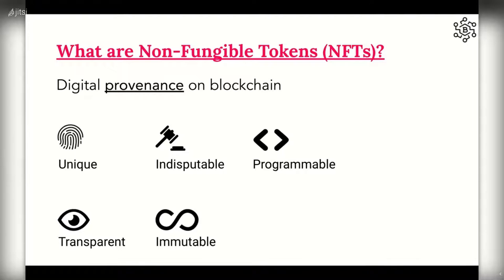Indisputable, because everything is transparent and immutable, it can never be disputed what is there and what is not. It's always present. And now finally, unique. Unique is the NFT part, the non-fungible part. You can create a token, a digital asset, that is unique enough that no one can ever copy it and say this belongs to me. So if you create an NFT and it is owned by you, then it remains on your side only.